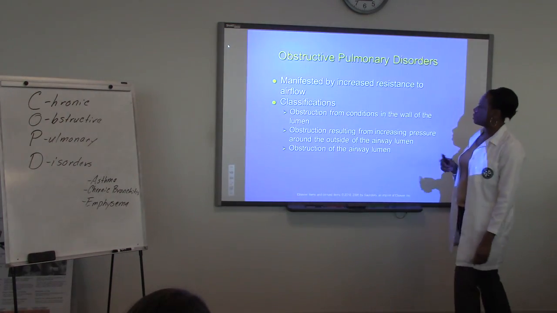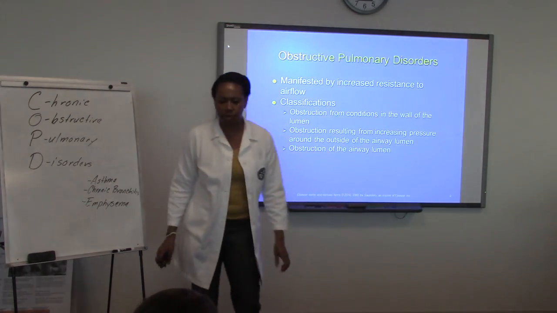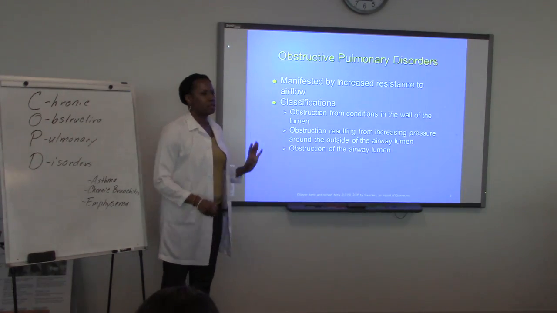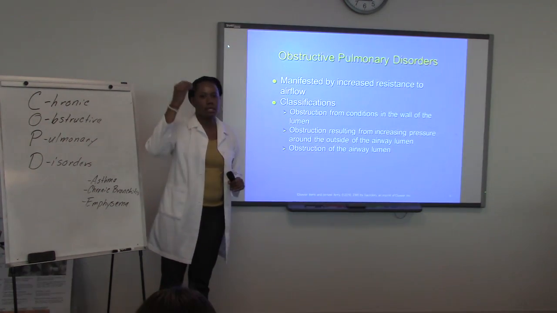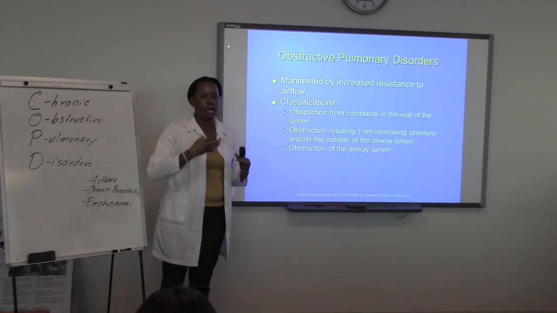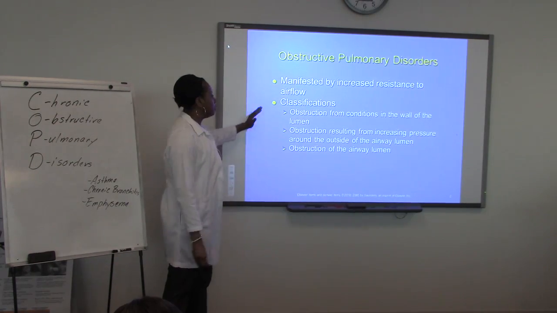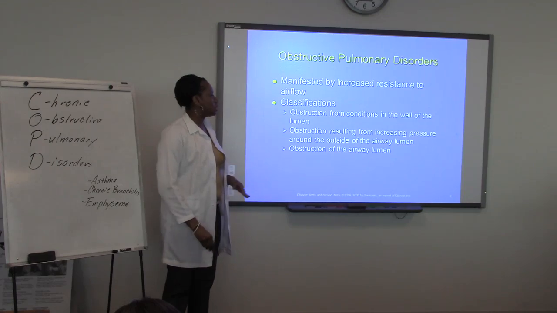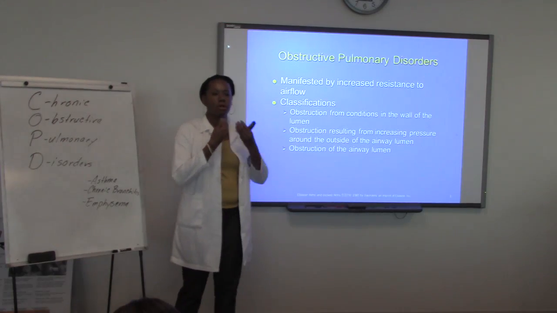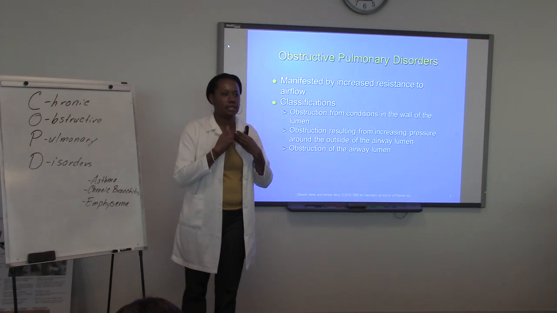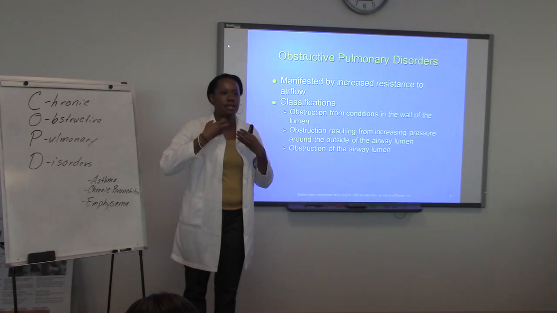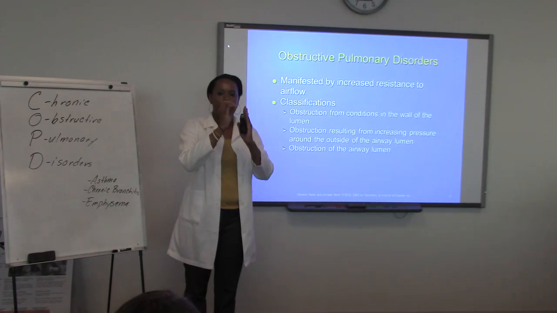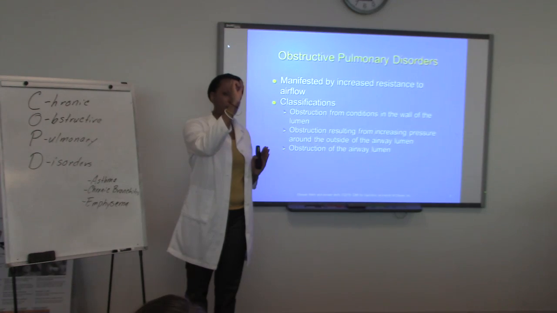Now, obstructive pulmonary disorders. I think you guys have all the slides for this one. When we talk about obstructive pulmonary disorders, think obstruction: something blocking airflow. There are 3 different ways this can occur. The first is obstruction from conditions in the wall of the lumen. Imagine, for example, a mucus gland in the wall of the lumen that gets larger. If the lumen wall gets larger in a state of hypertrophy, understand that that's going to decrease the lumen size.